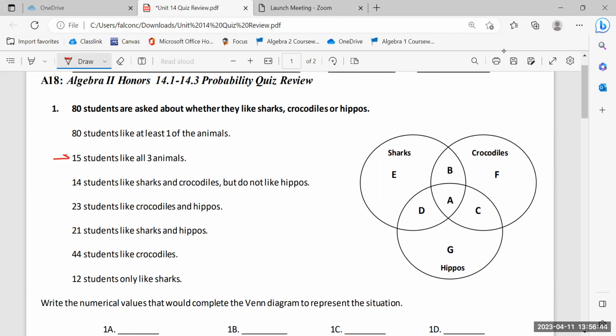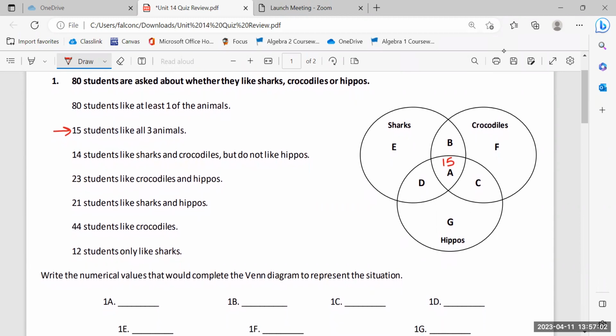The first thing I noticed is that I have 15 students that like all three. That would be the middle of my Venn diagram, the intersection of all three events. So the 15 is going to go in the middle. Down here, they want us to put it in the different blanks. So 1A, question 1, spot A, is 15. And this is how it'll be set up on your quiz when you're entering it in Canvas, so that is just to help you get used to that.